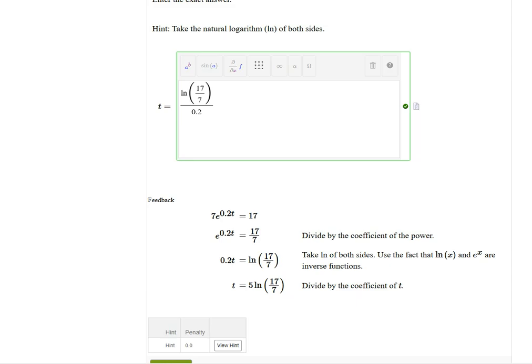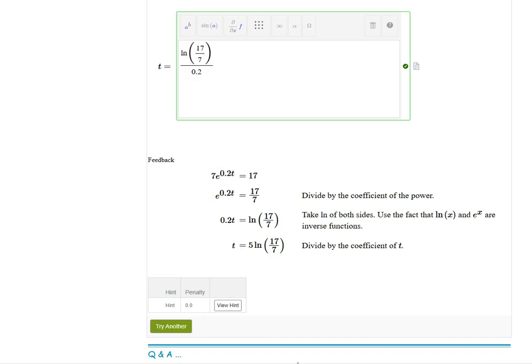Now what did they do? They started the same way I did. They divided by 7. Well, they wrote, take the natural log of both sides and then use the fact that the natural log of x and e to the x are inverse functions. So they actually skipped a step. They're not showing a step here.